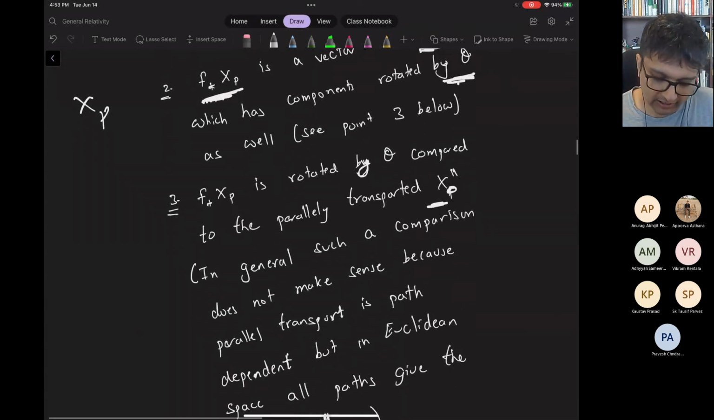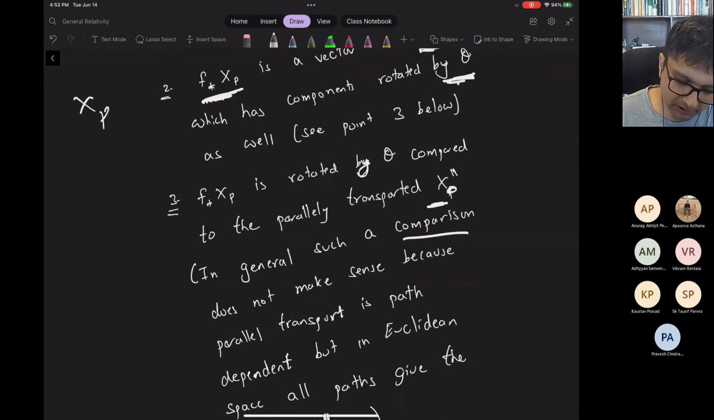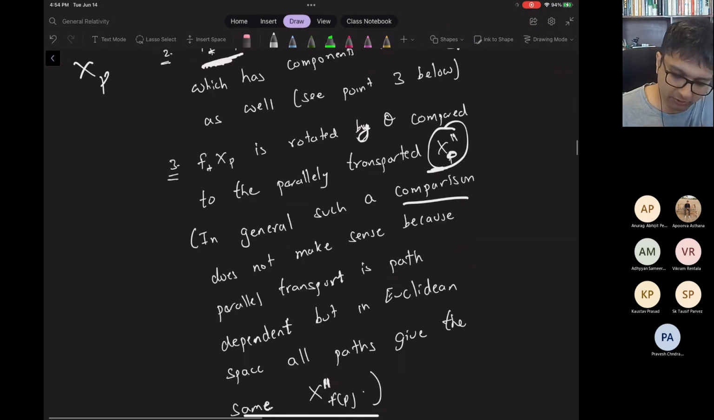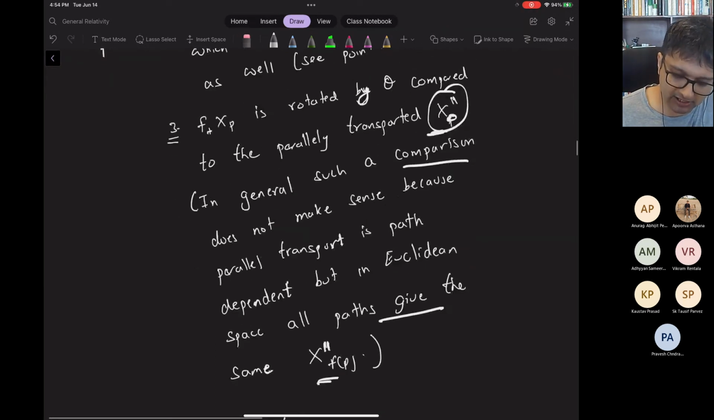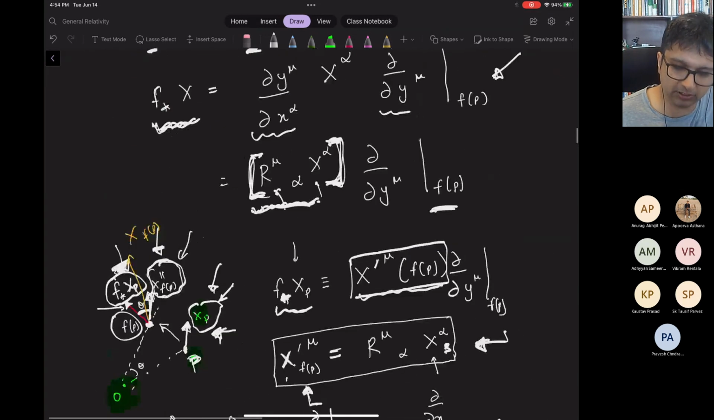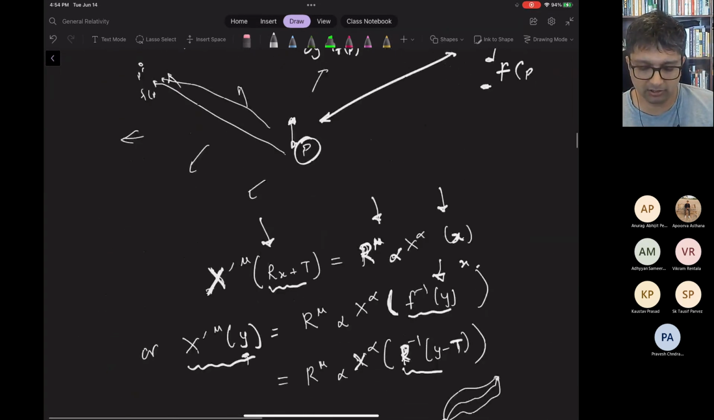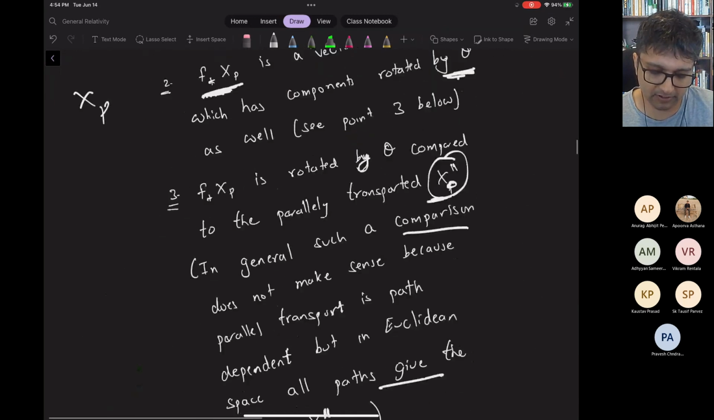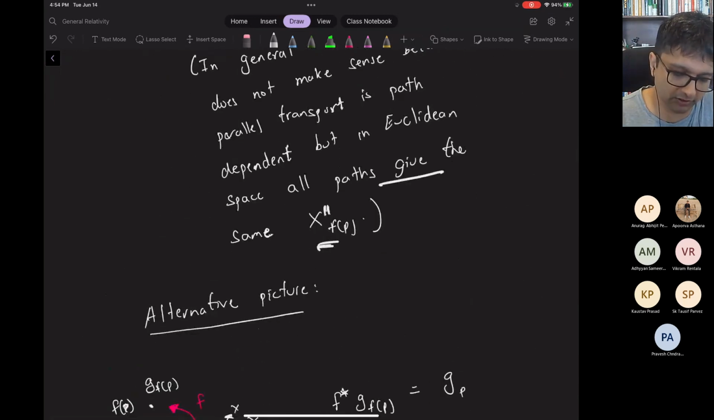In general, such a comparison doesn't make sense because x parallel p is not defined, because parallel transport becomes path dependent. In Euclidean space, all the paths give you the same x parallel of f of p. So if you want to visualize what's happening in Euclidean space, you imagine this set of vectors all over the entire space.